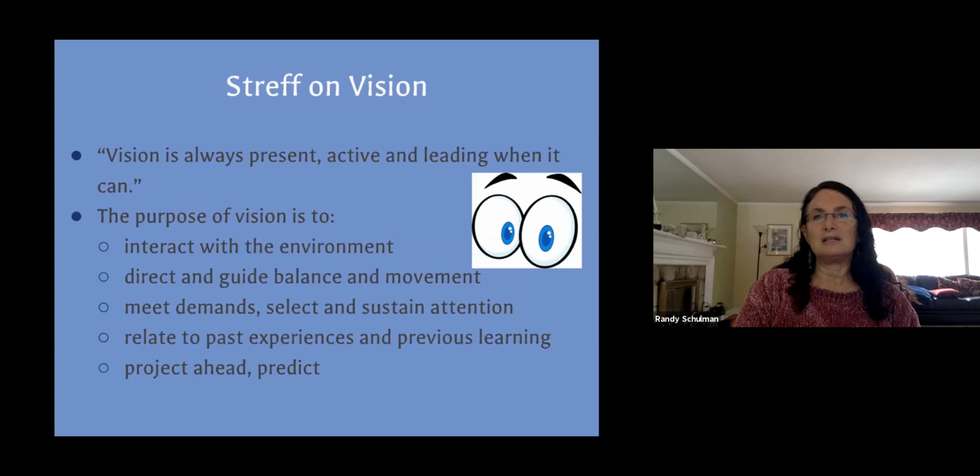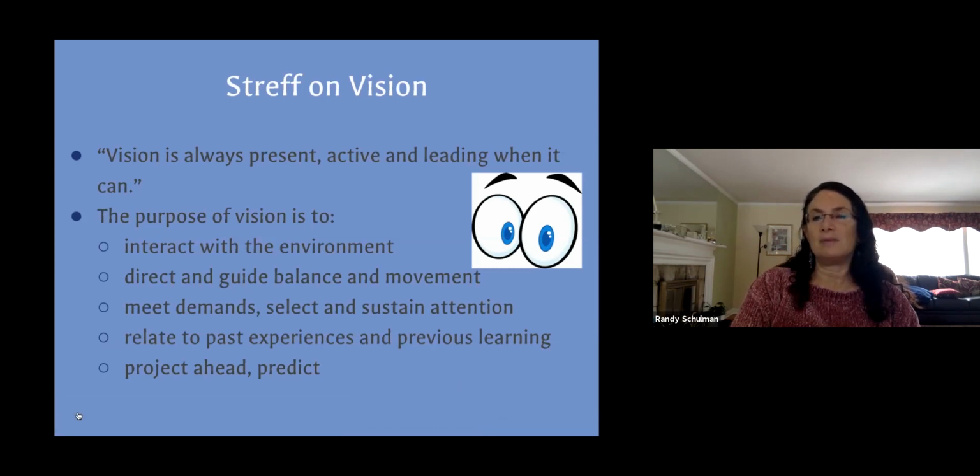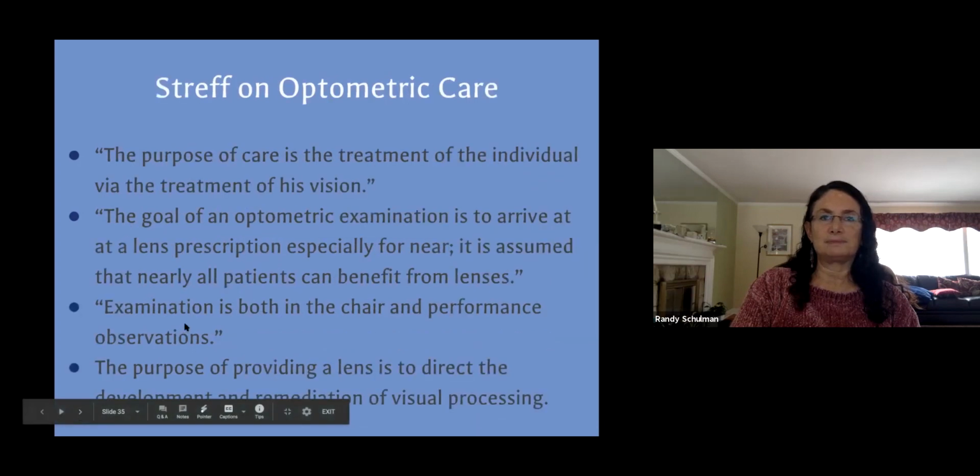And I think it's really important to look at vision from that standpoint, that it should be guiding us. It should be engaging us in movement and in interactions with the environment. And we need to be able to meet the demands of our environment. So we should be able to see where we want to go, be able to read related to past experiences, engage, understand, and learn through how we're using our visual system. And that way we can project out into our environment and know where we're going and how to get there.